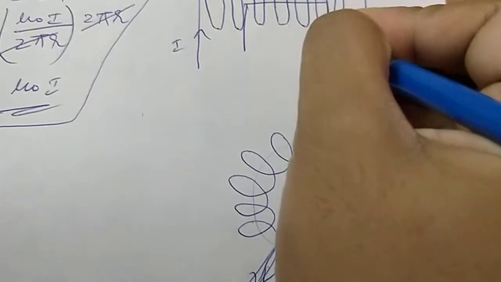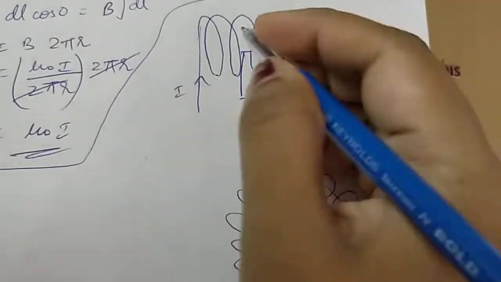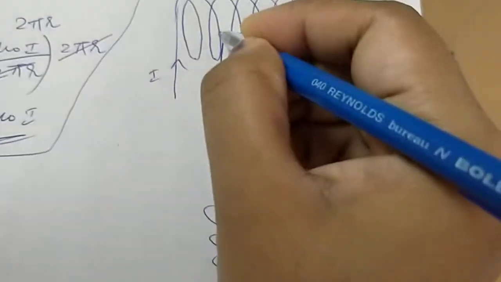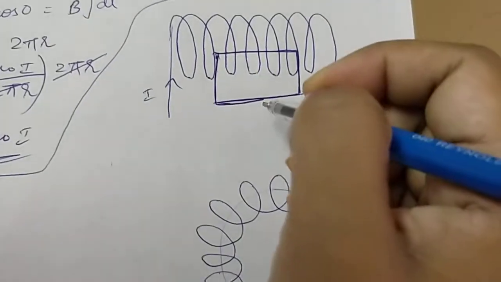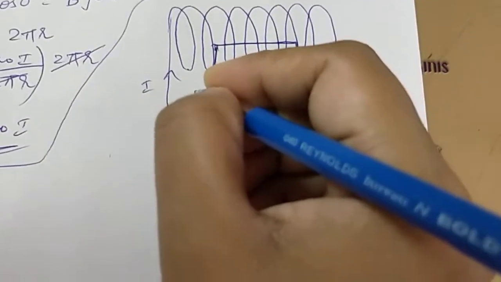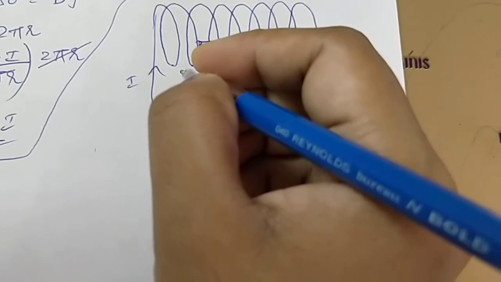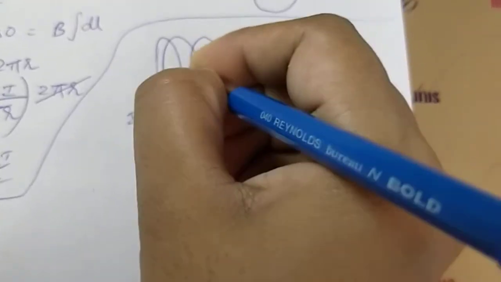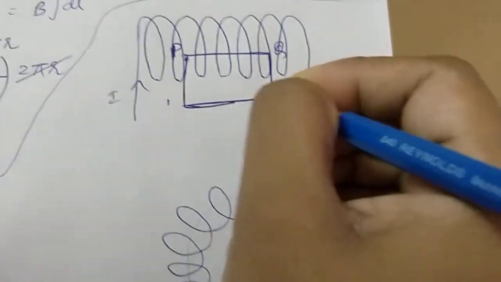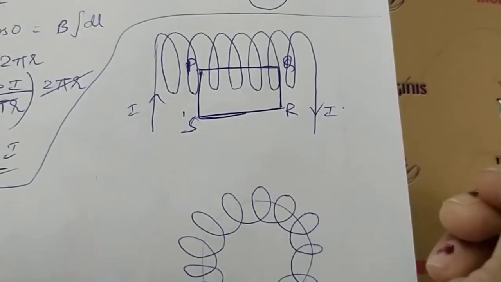Consider an Amperian loop. First step, consider a rectangular Amperian loop. This is the Amperian loop. Half of it is inside the solenoid, half of it is outside the solenoid. Let us name its points P Q R S.